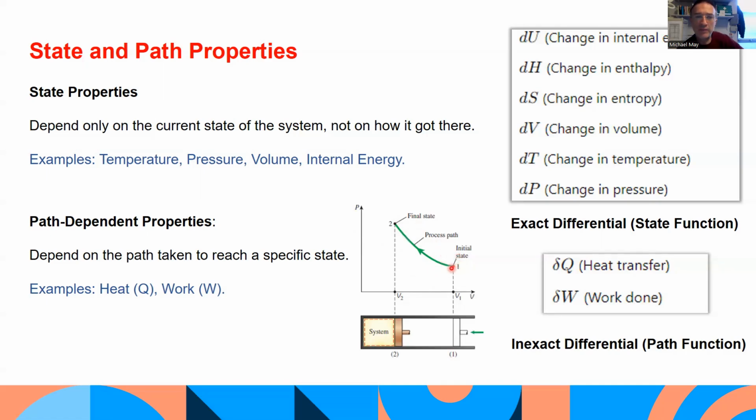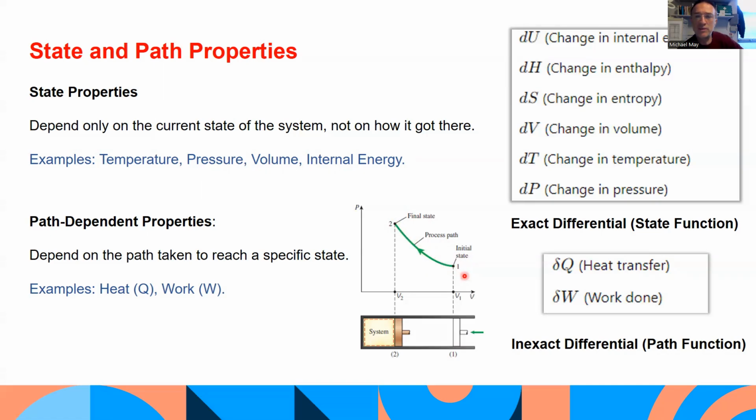So work and heat are what we call path-dependent properties. They're dependent upon this path here and the equation of this line, basically, and what happens between these two states. So temperature, pressure, volume, internal energy are state properties. They only really depend upon the particular point, whereas heat and work depend upon this path here.